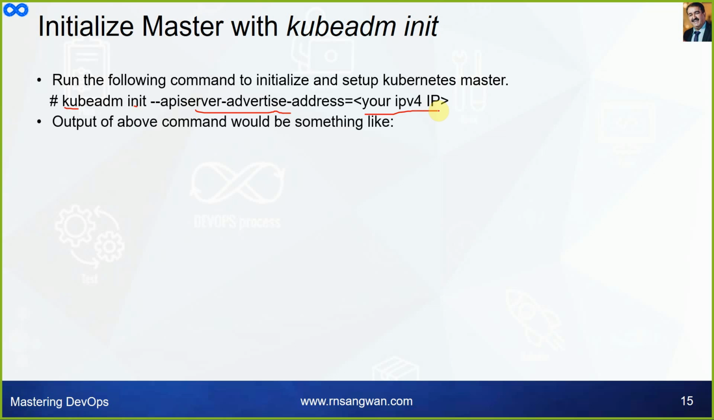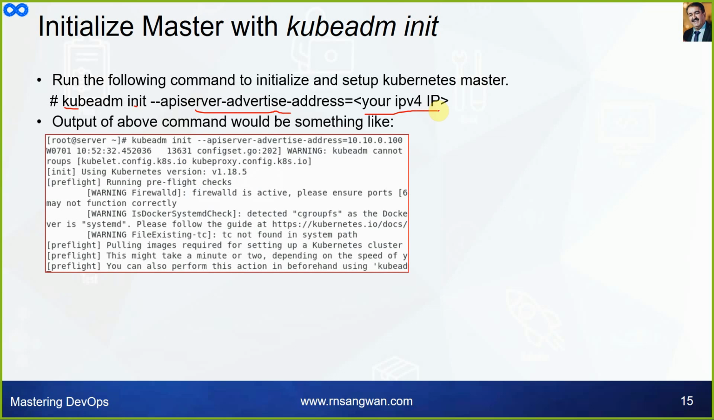The output of the command would be something like this. And these are the warnings generated. You notice that in my case, I took care of this. First is Docker systemd check, it detected cgroupfs, and it should be systemd, and we have done it. Second was that tc is not found, so we installed this also. And the third is the firewall. We have already ensured that all the ports are open, so we have taken care of all the warnings properly.